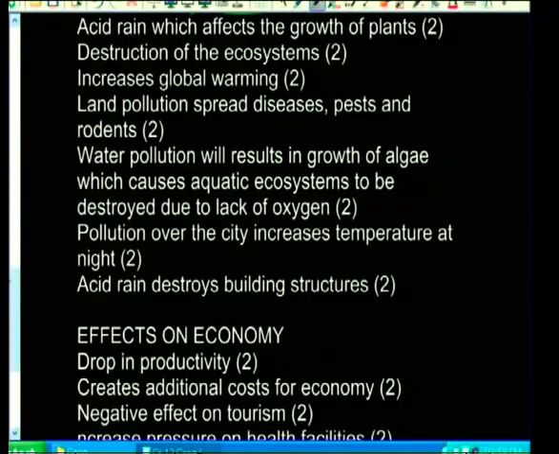Pollution over the city increases our temperatures at night. You would remember that from your climatology section where they refer to urban heat islands. Okay, so the urban heat island has a greater effect at night due to the amount of pollution over that city center. Acid rain destroys building structures. Okay, it actually starts to eat away at the concrete that has been used for those buildings, and therefore there is a variety of environmental problems which you can write as part of your paragraph.